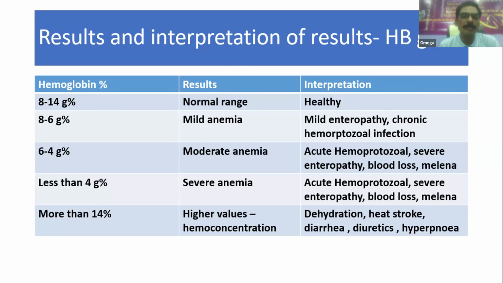Now, beyond that, some other conditions are there. If the hemoglobin concentration is more than 14, then the higher value of hemoglobin is an indication of hemoconcentration. Maybe dehydration, maybe heat stroke, maybe diarrhea, and maybe sometimes due to the use of diuretics or hyperpnea cases, or whenever there is respiratory distress, in that case also hemoconcentration is there. Generally nowadays, whenever there is dehydration due to heat stroke, such types of conditions can be observed in the blood.